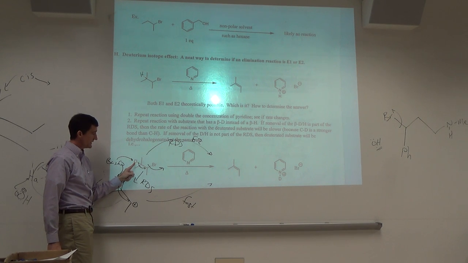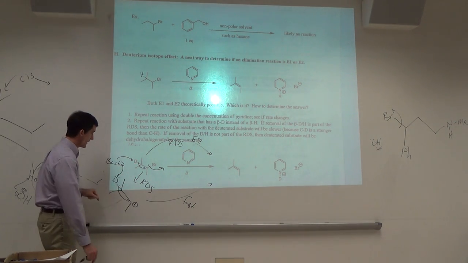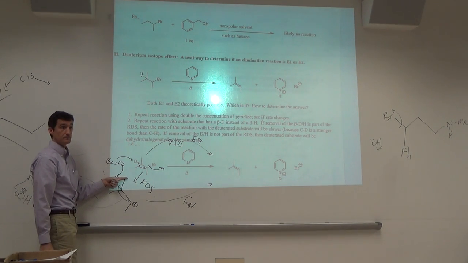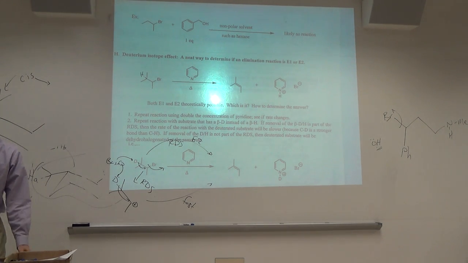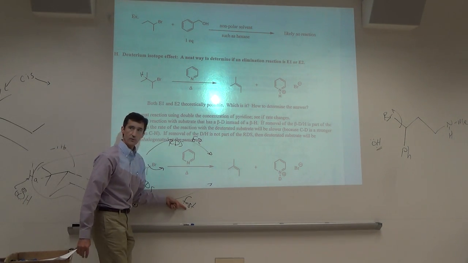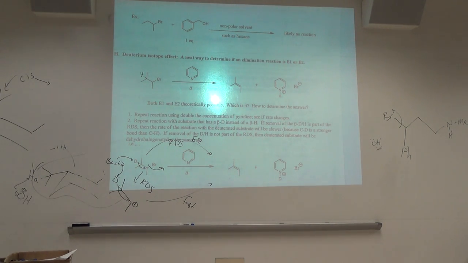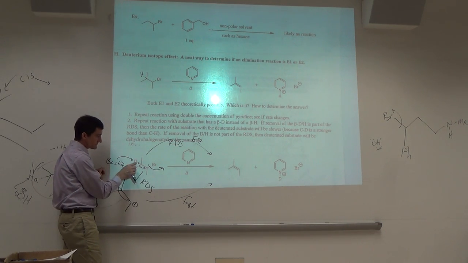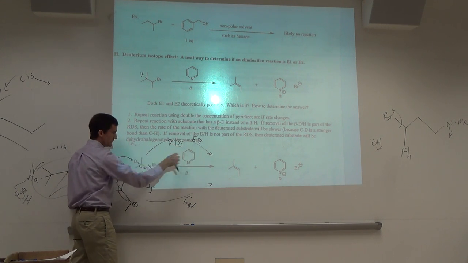And so, it's going to be more difficult to break the deuterium carbon bond because it's a stronger bond. If it's E1, does that matter? No, the rate determining step has nothing to do with breaking that bond, so it isn't going to matter. It may make the fast step a little slower, but that doesn't matter as long as it remains the fast step. But if it's E2, we're breaking this bond in the rate determining step, so this should be more difficult with the deuterium.